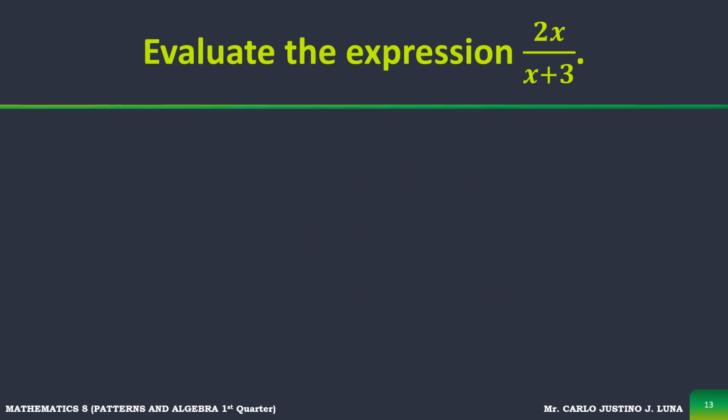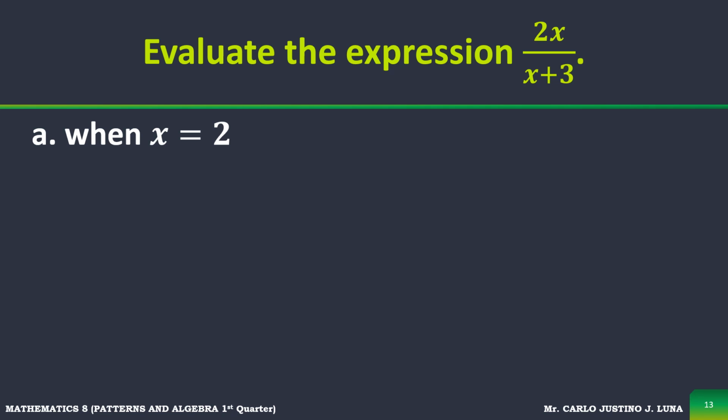Okay, so let's have this one. Example number 1. Evaluate the expression 2x over x plus 3. So this is our given expression. Now, we will evaluate this using the assigned value for our x. For letter A, our x is equal to 2. That means we will replace all our x's, all our variable x, with positive 2.